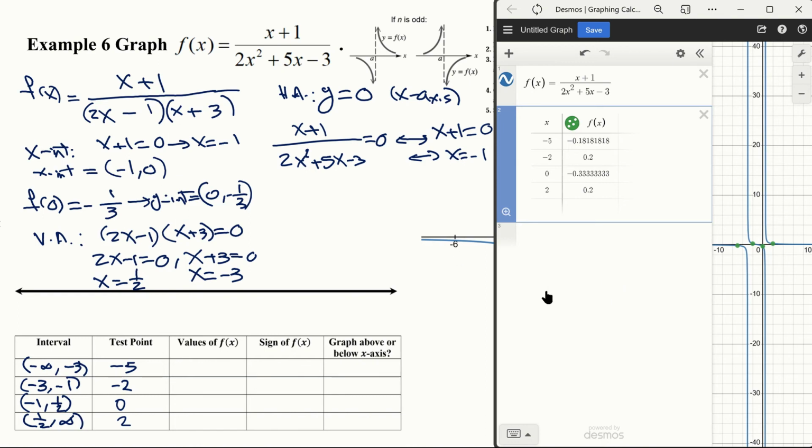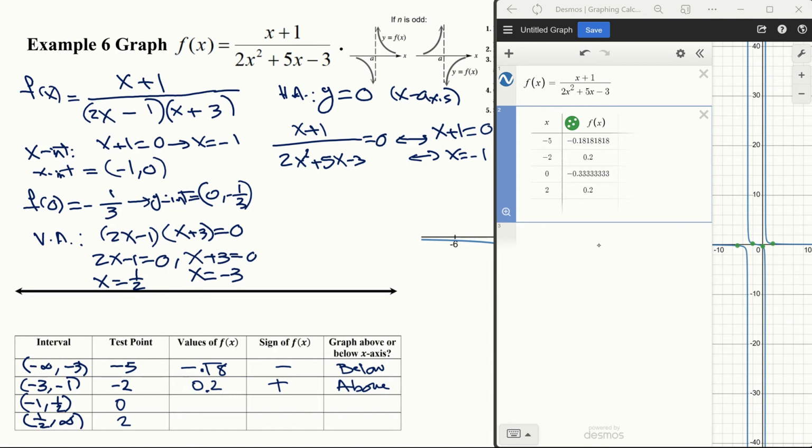All right, so notice that at -5 we have -0.18 repeating, which is negative, and therefore the graph is going to be below. At -2 we have 0.2, and of course that's positive, so the graph is going to be above.